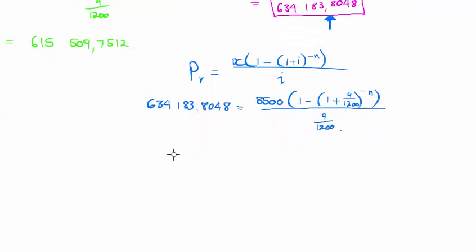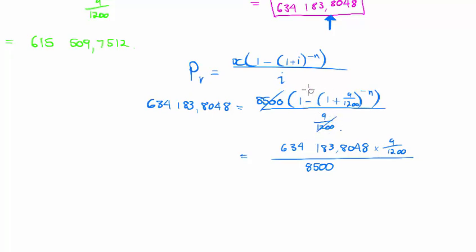We multiply both sides by the denominator. I'm going to multiply this 183,804 times the denominator, and divide by that 8,500. Okay.